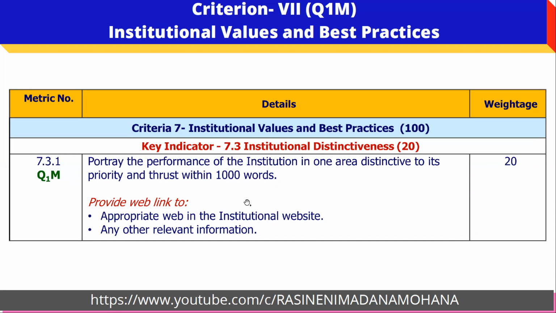Total weightage is 20. So here you can provide the web link to the appropriate web page on the institution website, then any other relevant information. So whatever the uniqueness or distinctiveness you are choosing, that information can be uploaded on your institution website. That link can be provided here. Then any other relevant information you can upload with 6 MB size maximum. So this is the 7.3.1 qualitative metric. So these are all the qualitative metrics of criteria 7, institutional values and best practices.